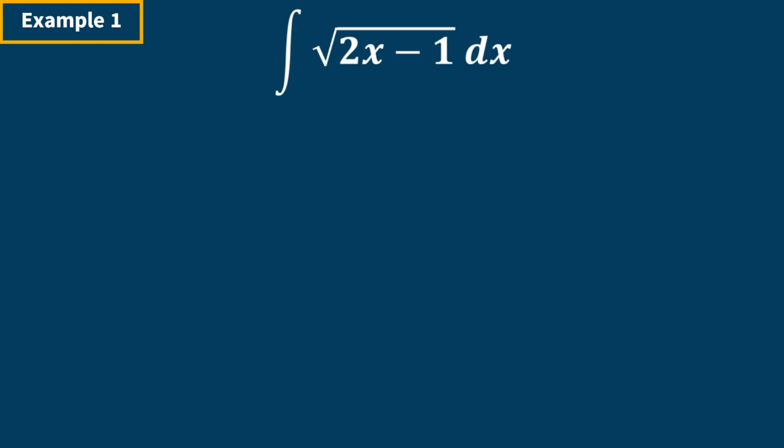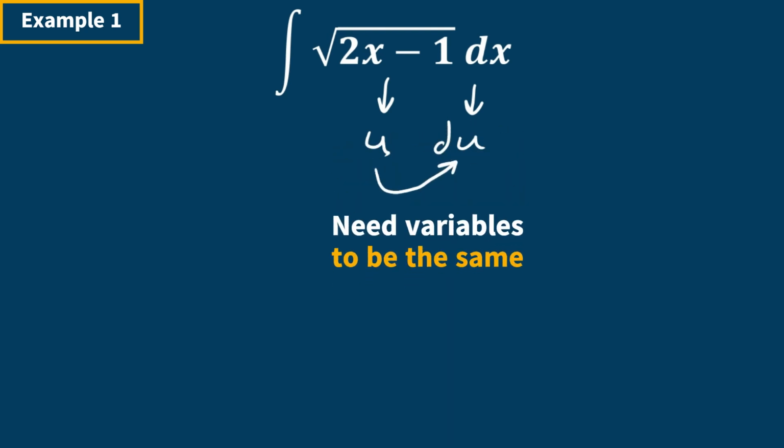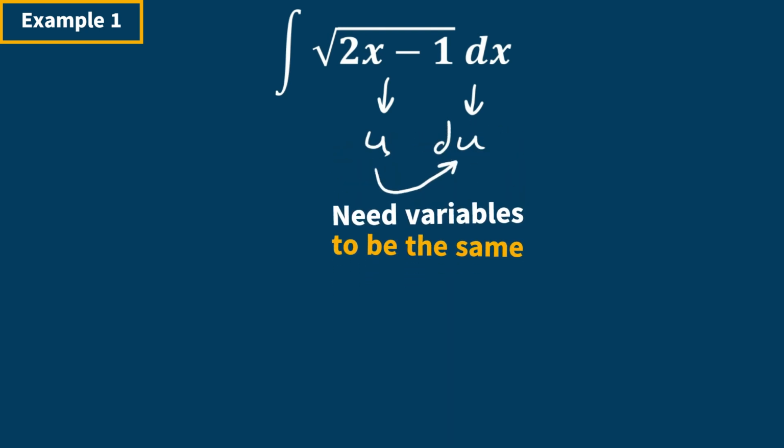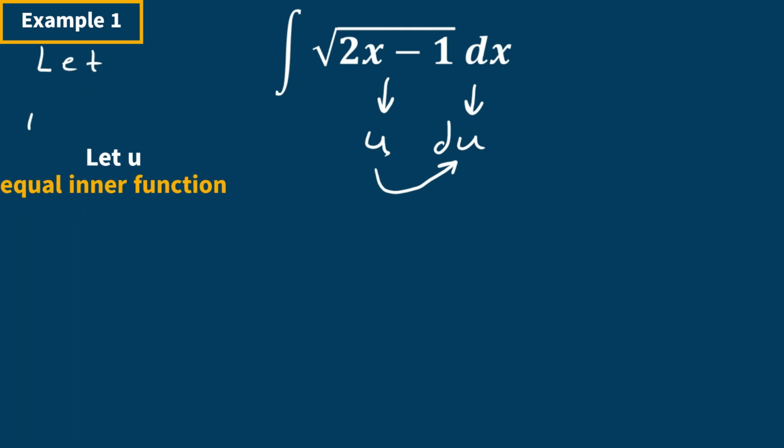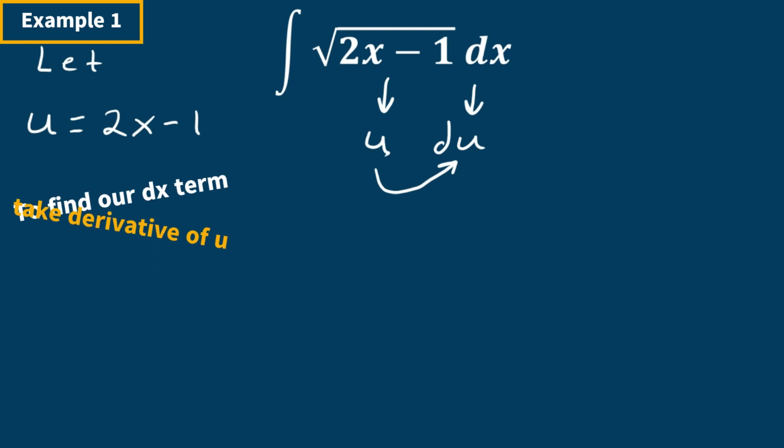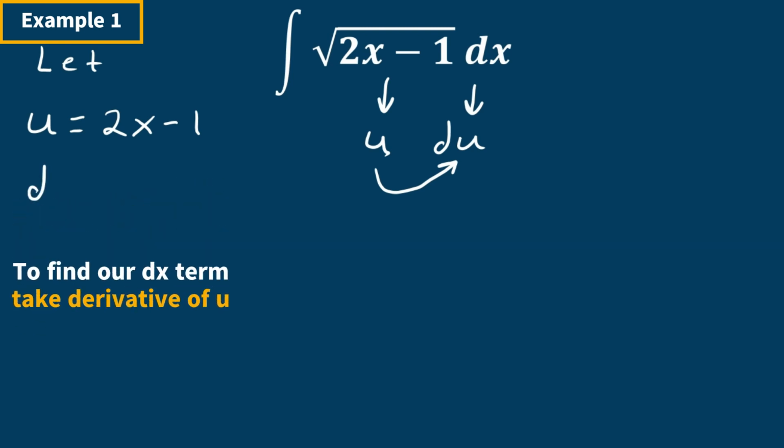What we're going to do is let this inner function equal to u. And since that's a u, this dx term, we need to change that into a du, so our variables here can match. The way we do that is we're going to say, I want to let u equal to 2x minus 1. Now, let's take the derivative of this. If I take the derivative, I'll have du with respect to dx is equal to the derivative of 2x minus 1 with respect to x, which is just 2.